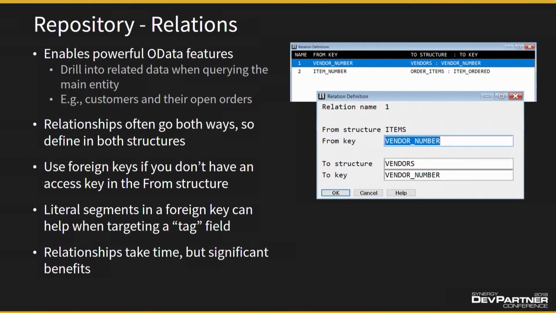Relationships often go both ways. If you don't have a relationship in your repository already between one structure and another, and you find that it makes sense to put one in from here to there, it probably makes sense to put it in from here to here as well and go backwards in both directions. And that will help make sure you've got all the functionality you can. If you need to create that reverse relationship, but there is no logical key that lets you do that, then that's what foreign keys are for in the repository. I'm not going to go into much detail, but read up on it if you need to.